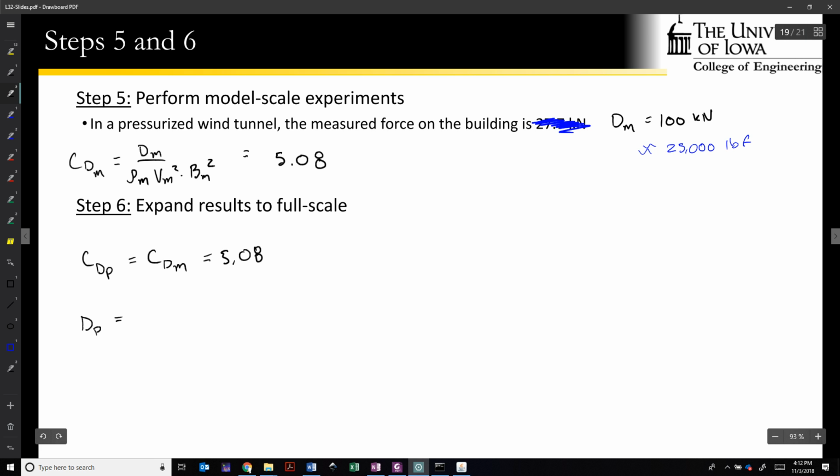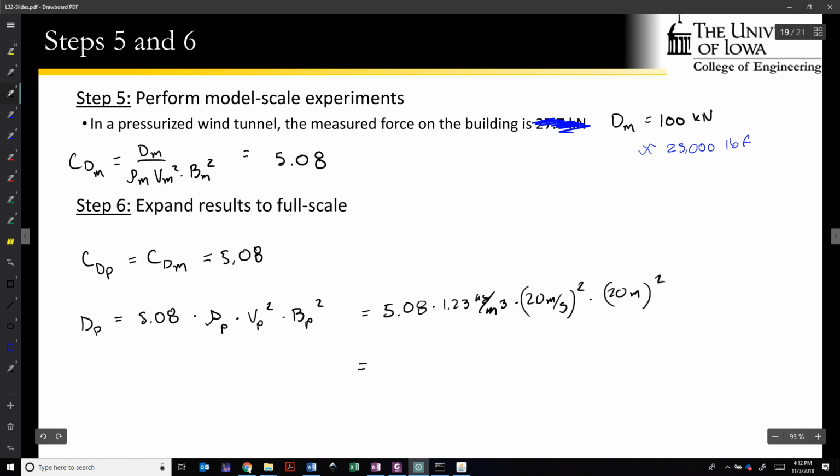The drag at prototype scale then becomes 5.08 times rho, the prototype, times V, the prototype squared, times B, the prototype squared. Okay, 5.08 times 1.23 kilograms per meter cubed times 20 meters per second squared times 20 meters squared will work out to 56.25 meganewtons. We're talking here 5.625 times 10 to the 7th newtons. That's about 10 million pounds, or over 10 million pounds force. Okay, much larger force than at model scale.